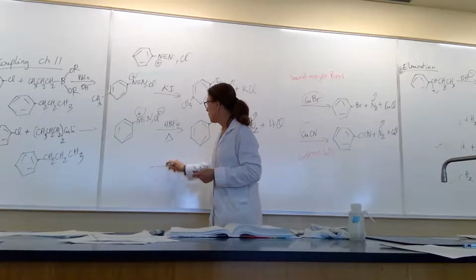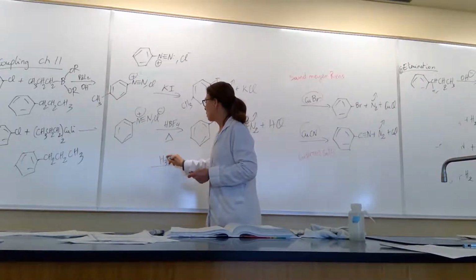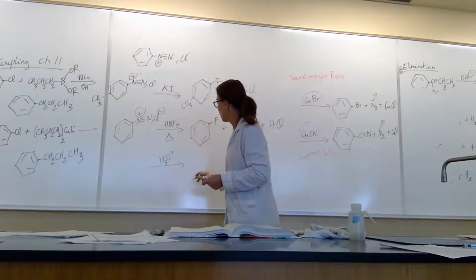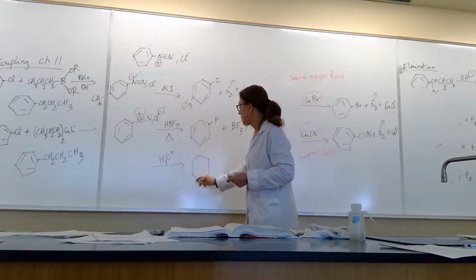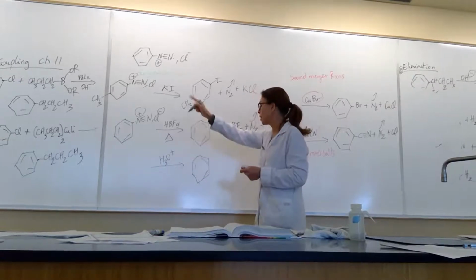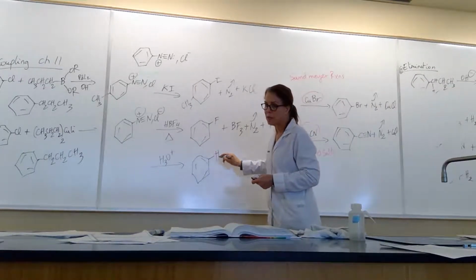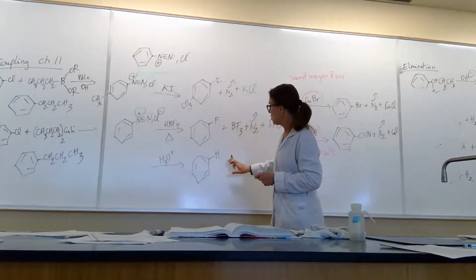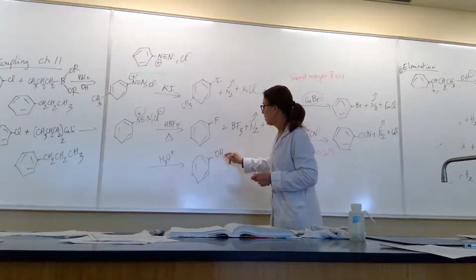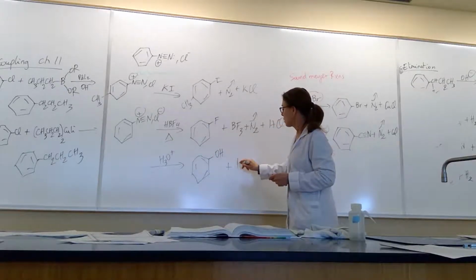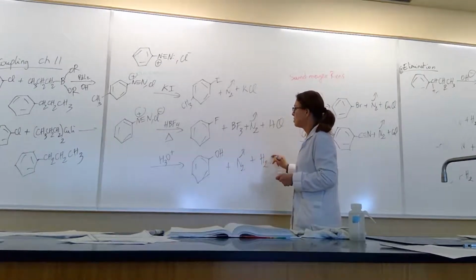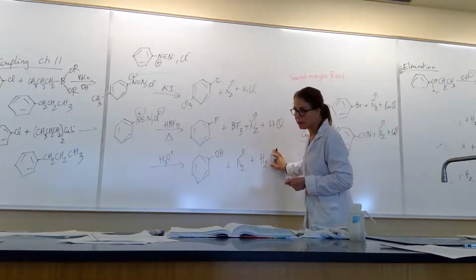Another one is, and you have many of these in your book, just look at them. If you just protonate, just use an acid there, you don't even need any of the fancy stuff. And then you end up with no H, actually, plus N2 plus H2O, HCl.